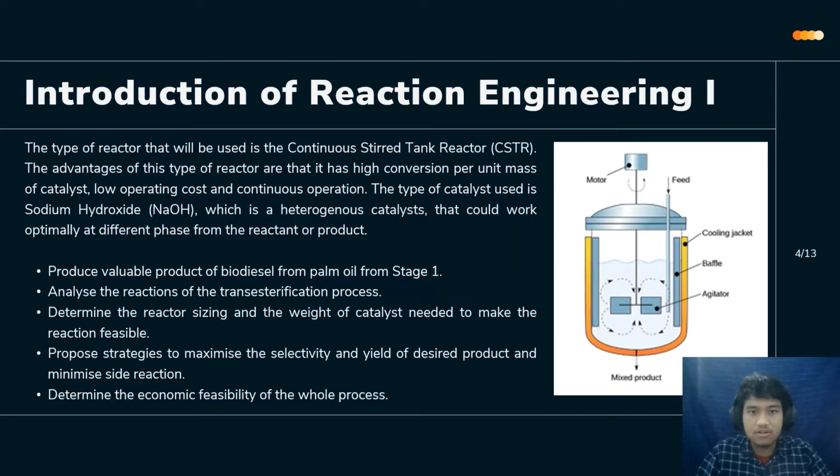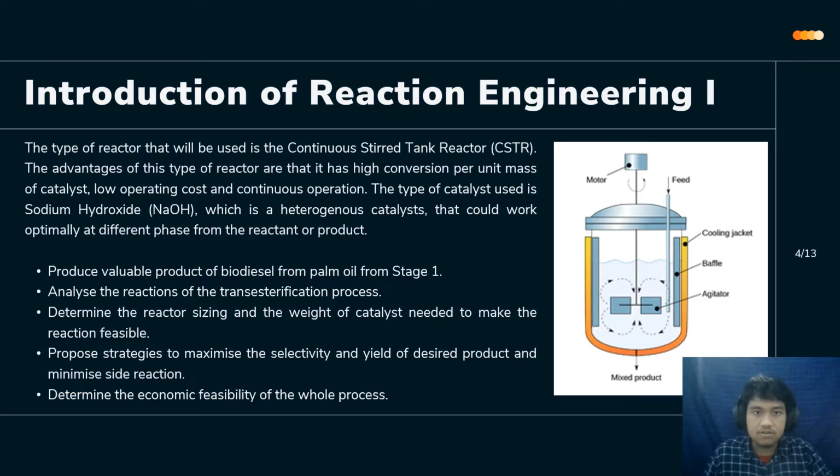So for the reaction engineering, we use the reactor type of CSTR, or continuous stirred tank reactor, because the advantage of CSTR is it has high conversion per unit mass of catalyst, low operating cost, and continuous operation. And we use the catalyst of sodium hydroxide, which is a heterogeneous catalyst that could work optimally at a different phase from the reactor or product.